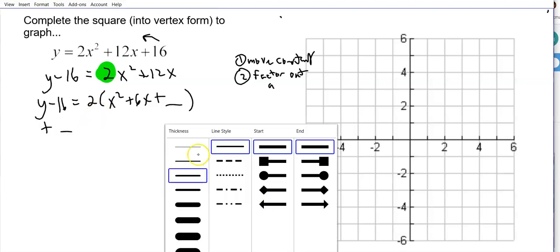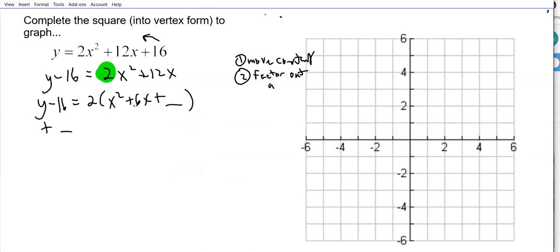And then we have to figure out what that's going to be, right? So you do half that middle number squared. Half of 6 squared is 9. Now be careful, I have to be fair to the other side. So this is where you have to be really careful. That 9 is being multiplied by 2. So I really added 18 to the right-hand side, so I'm going to add 18 to the left-hand side. That's probably the trickiest step in this method.